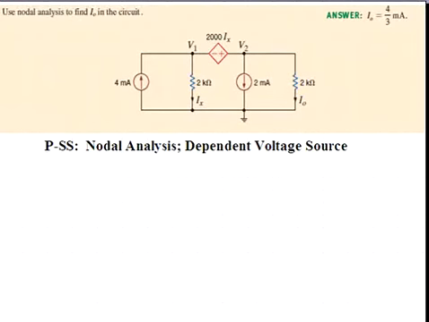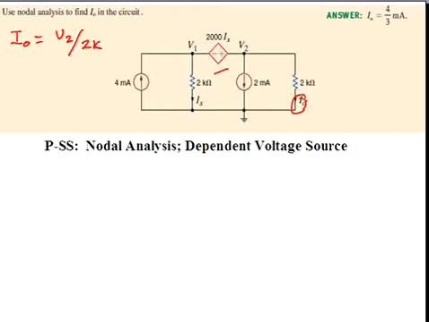This is Learning Assessment Problem 3.11. We're instructed to use the problem-solving strategy of nodal analysis to determine a current in this circuit, I sub O. Since nodal analysis will provide us with information about node voltages, we'll need an auxiliary equation for I_O, which equals the labeled node voltage V2 divided by 2K.